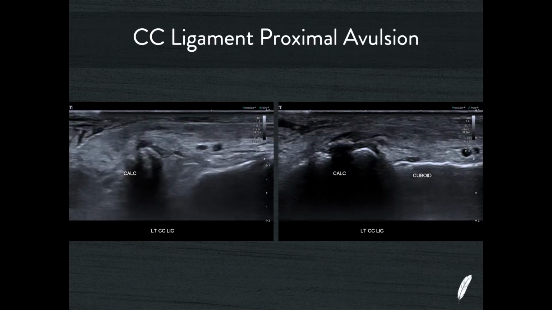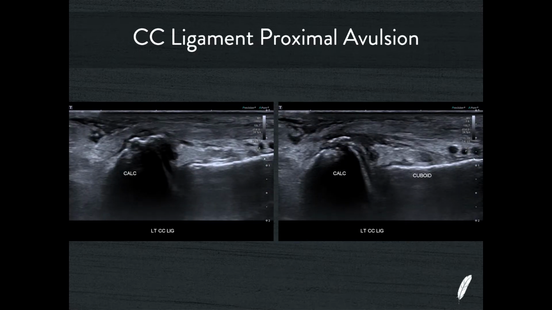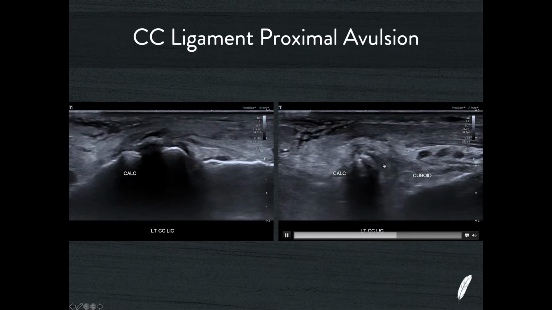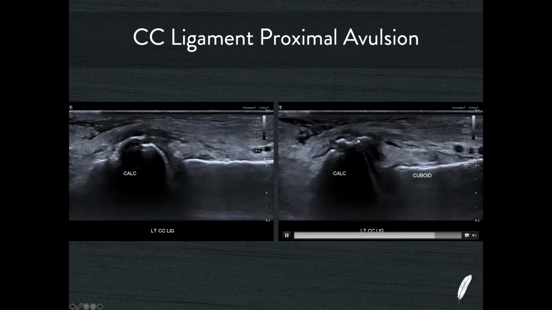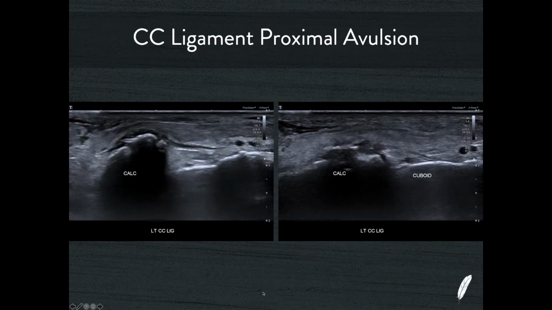So in all of the examples you'll see that the cuboid is relatively well preserved, so the cuboid looks fine, but the anterior tubercle of the calcaneum has been disrupted, and it's this classic avulsion fracture that we're looking for.